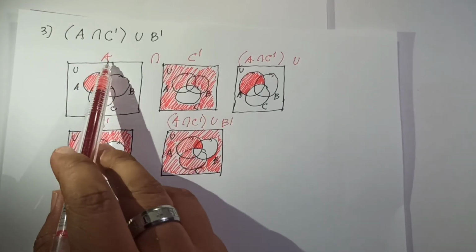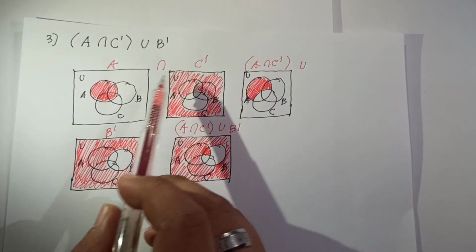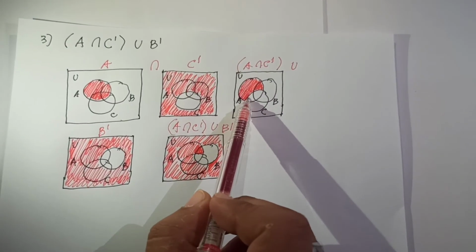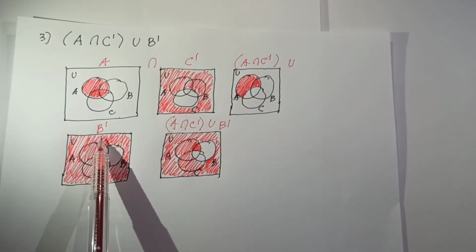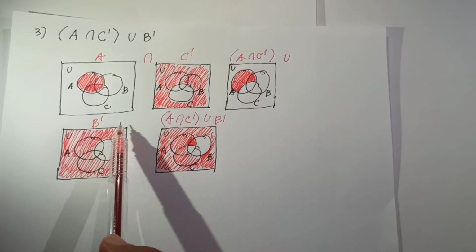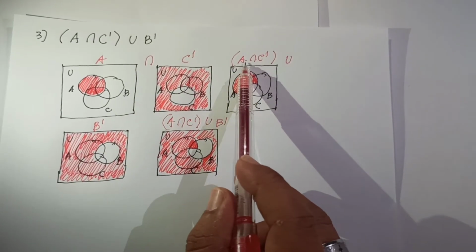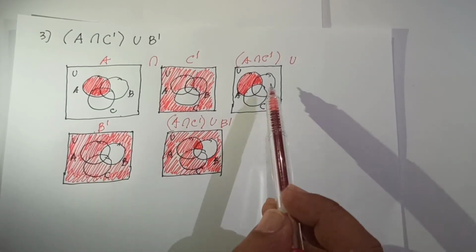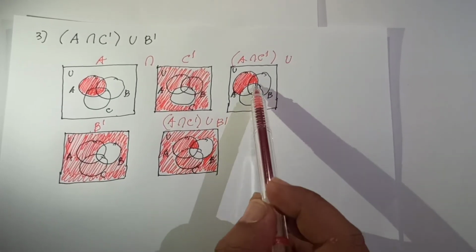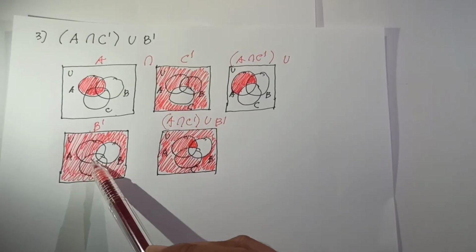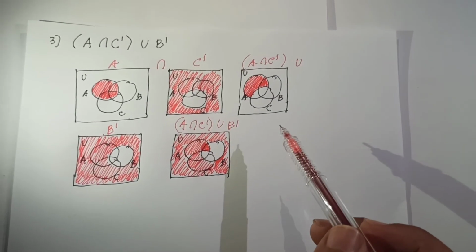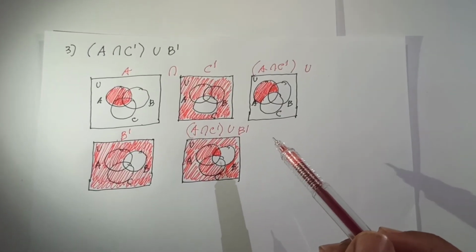Again, so A and C prime. So, get the intersection. The common here is ito lang po. And, you're going to draw B prime. And being united here, union, A intersection of C prime, union of B prime. So, just copy the shaded part here and the shaded part. So, therefore, A intersection of C prime, union of B prime. So, that is number 3.